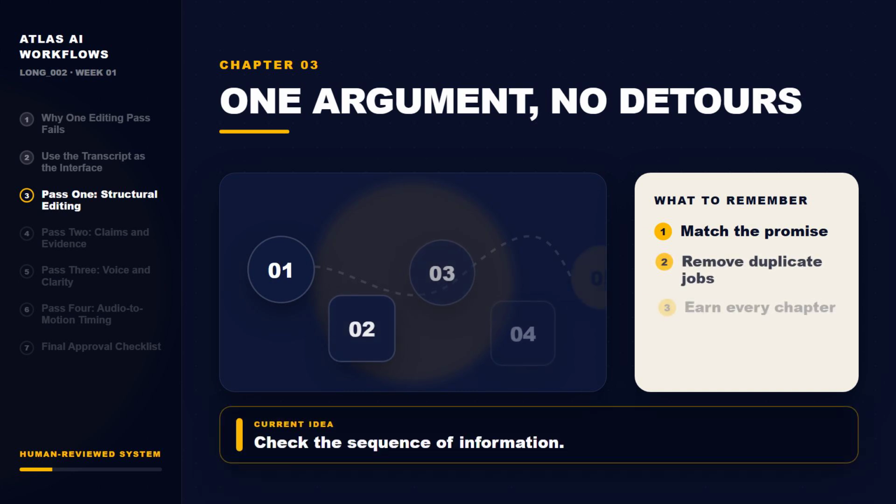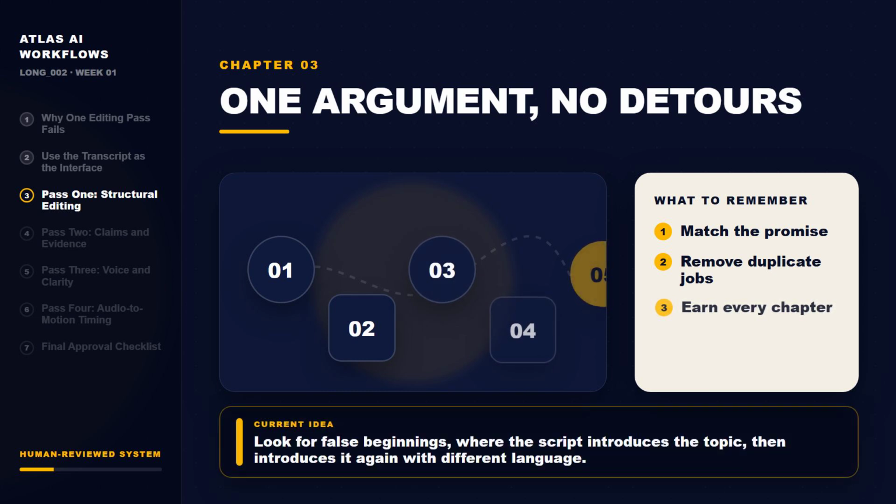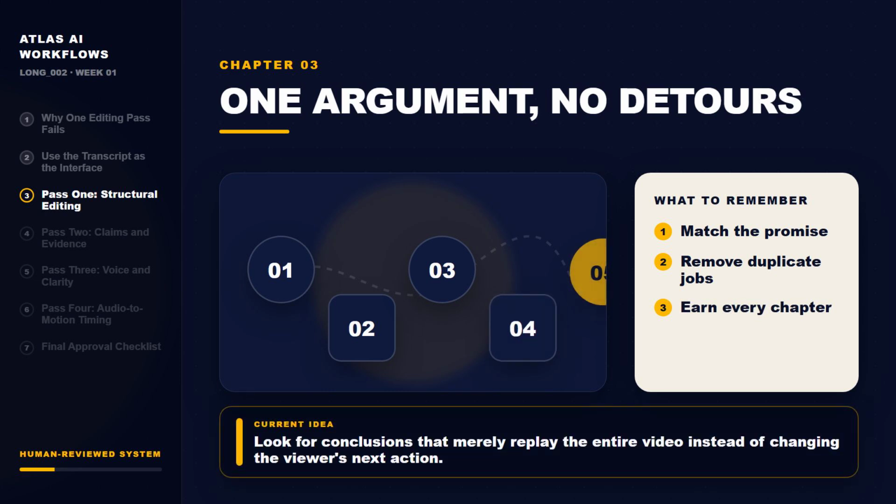Check the sequence of information. The viewer should not need a term before it has been defined, and an example should arrive close enough to the idea it illustrates. Look for false beginnings, where the script introduces the topic, then introduces it again with different language. Look for conclusions that merely replay the entire video instead of changing the viewer's next action.